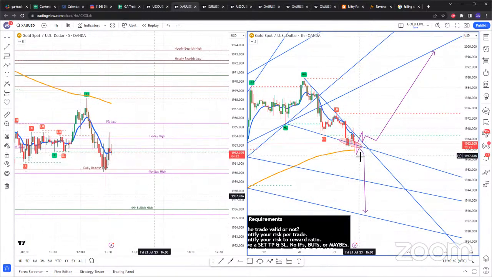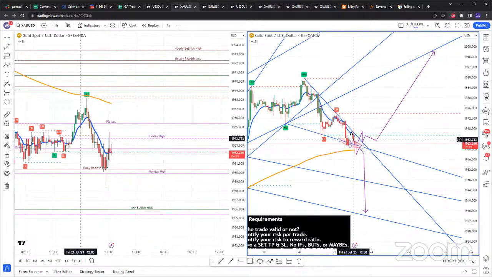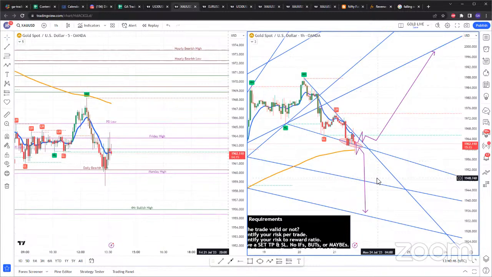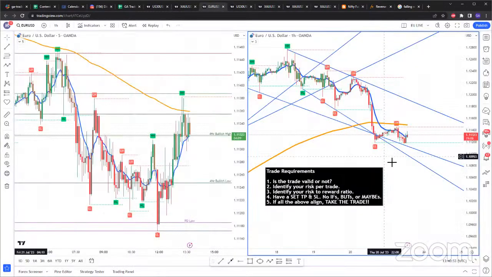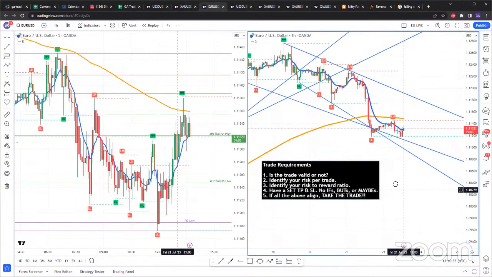If we get this confirmation to the downside, this would be a nice sell because it would be in the motion of the death cross on the hourly time frame. But until then, I do see a lot of fake outs happening on gold in the meantime. For EU, I expect EU to continue to the downside.